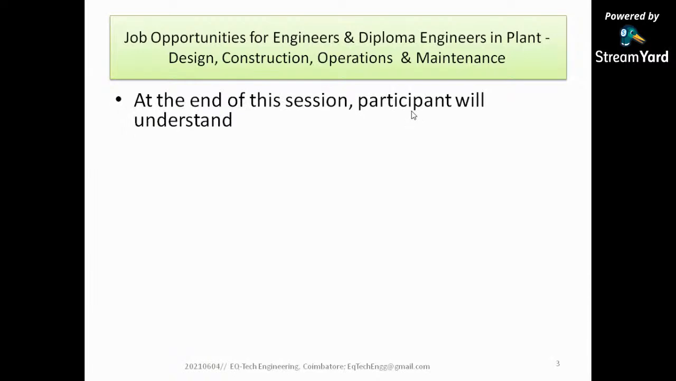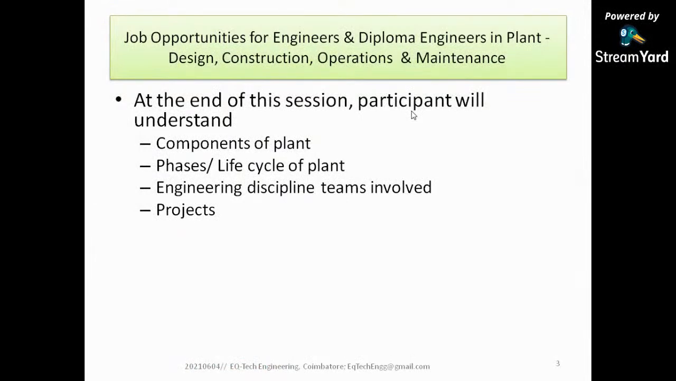At the end of this session, the participant will understand what the various components of a plant are. What does a plant contain? The different phases or life cycle of a plant from start till operation. What are the various engineering discipline teams involved in the design, construction, and operation of a plant? What are the types of projects that lead to construction of a plant? And in these design, construction, and operation, what is the role of engineers?